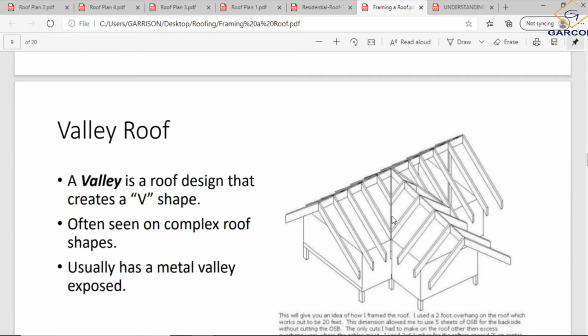So, roof with valley now. The valley roof is a roof design that creates a V shape, often seen on complex roof shapes. It usually has a metal valley exposed. So the valley is usually a low-line area or V shape. So this right here would be the valley where the two roofs meet. Anytime you have a valley design, it's basically a complex roof, when you connect a building that is a shape different from just a box. When a building is a box, you can just create a simple roof. But when you have a complex building, you have a complex roof.